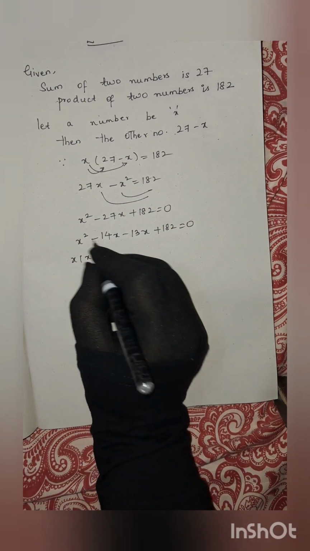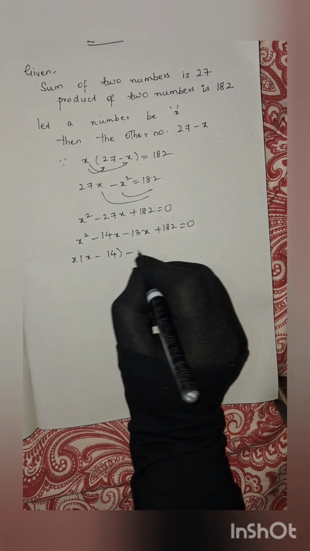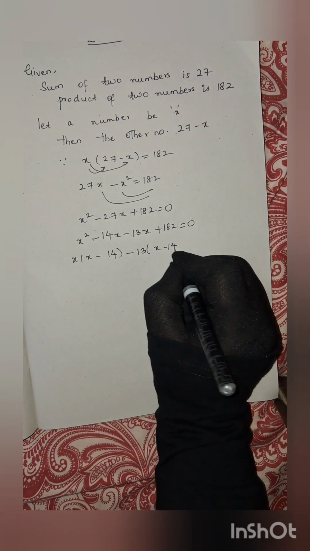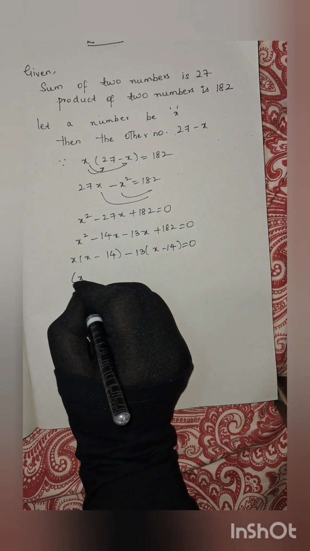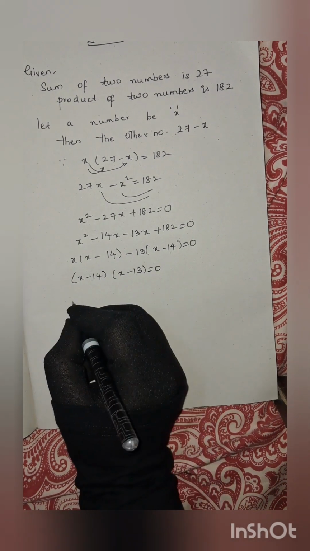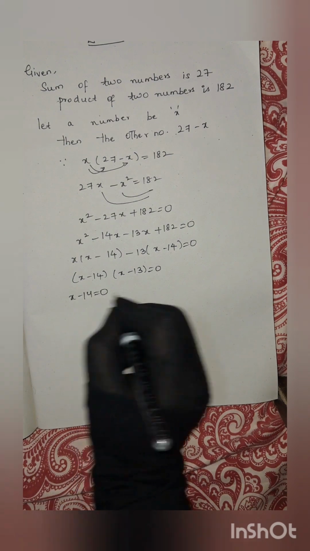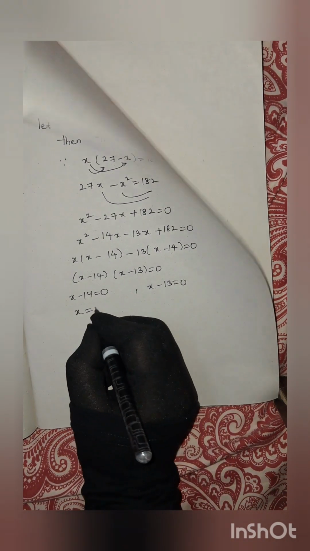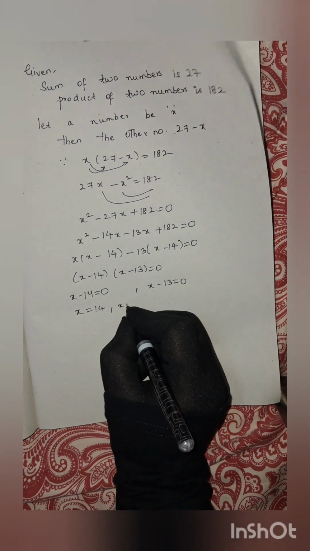x into x minus 14, minus 13 into x minus 14 is equal to 0. So x minus 14 and x minus 13 is equal to 0. So x minus 14 is equal to 0 and x minus 13 is equal to 0. So x is equal to 14 and x is equal to 13.